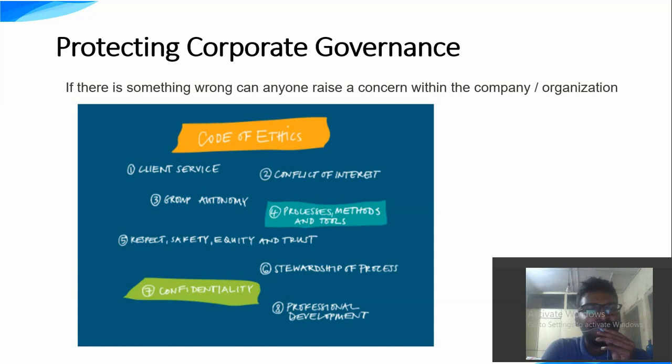Let's say a director is asking someone to do, or is doing, some fraudulent work with the earnings and management. Initially, a director should abide by the professional code of ethics and personal code of conduct. So he should have public interest, he should not have any conflict of interest with his interest at the company, and he should respect safety and equity, stewardship of the process, confidentiality, and professional development. These are the main concerns so that even a director does not violate his powers.